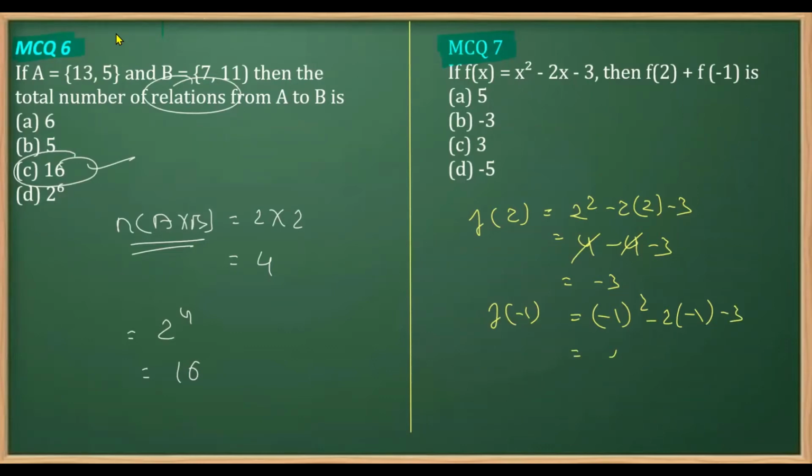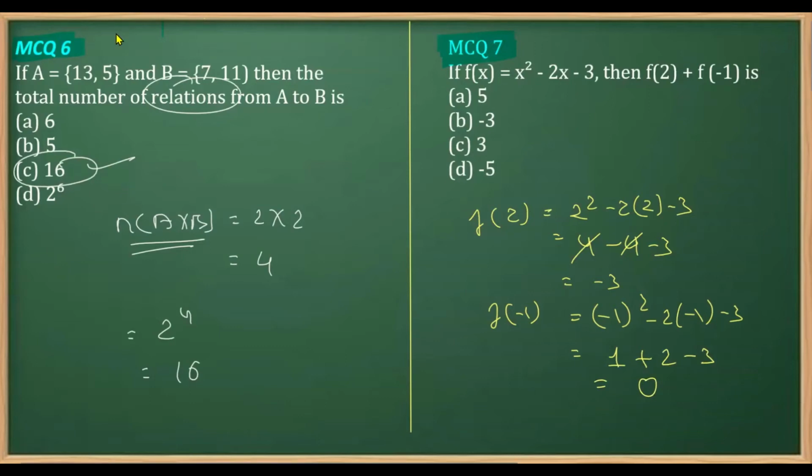So check here, minus 1 square is what? Positive 1. Product of these two will give you positive 2 and this is negative 3. So here it is what? I'm getting this as 3 and this is minus 3. So it comes out to be 0.